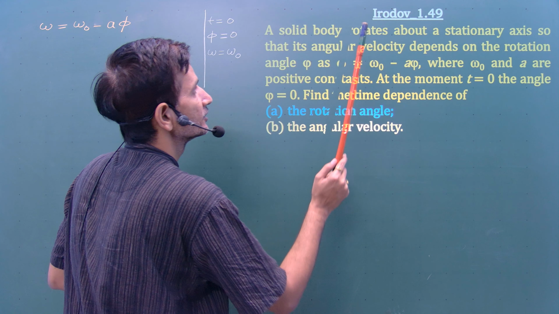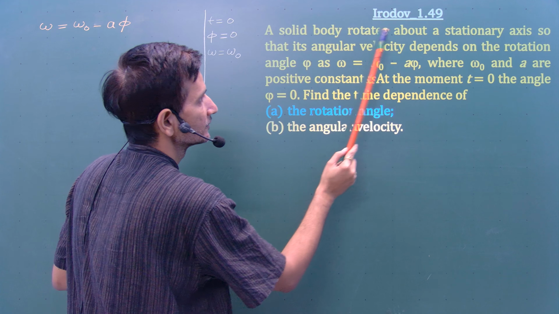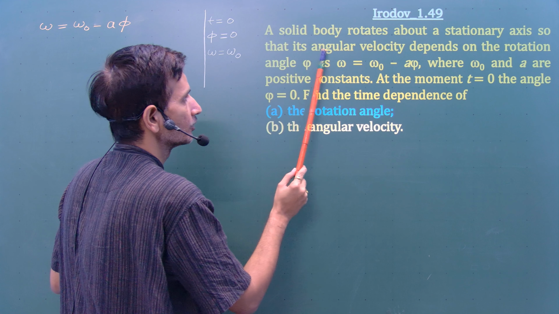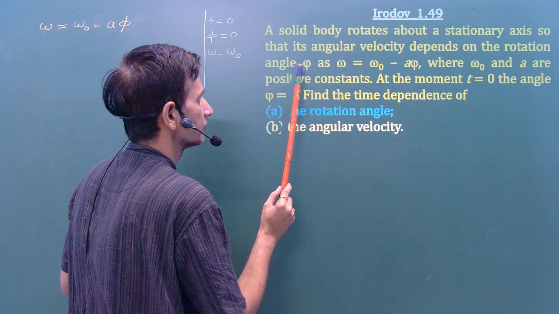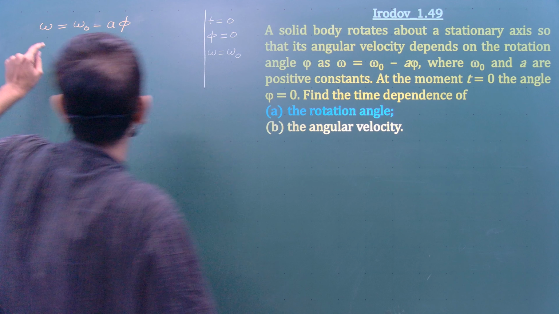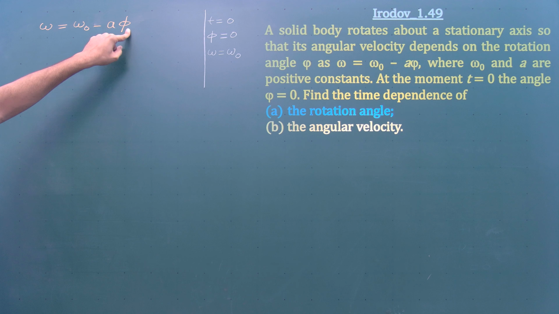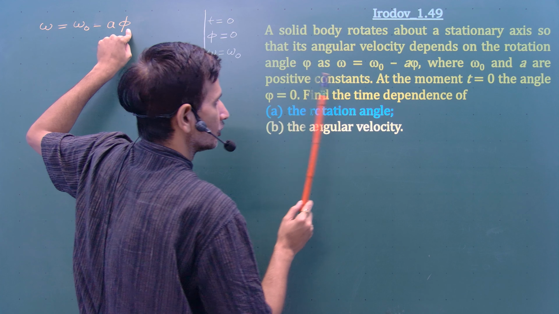Students, let us solve this Irodov problem number 1.49. A solid body rotates about a stationary axis so that its angular velocity omega depends on the rotation angle phi, as this is the equation: omega equal to omega naught minus a into phi. This is the angular velocity and this is the angle, where omega naught and a are positive constants.